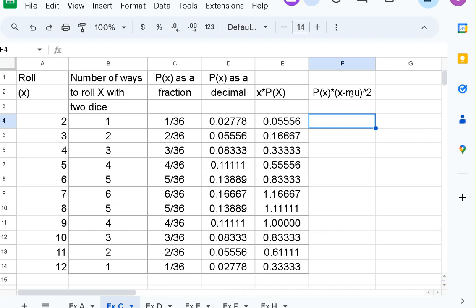7. That was your average roll. That's your expected value. So if you're doing this again and again and again, on average, you would expect a 7. So try and fill that in.